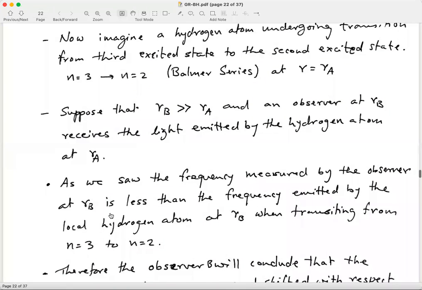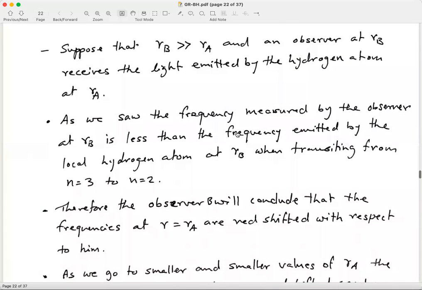On the other hand, when we measure it at R equals RB, in fact, this light is not even visible. Okay, so this light, n equals 3 to 2, is actually in the range of longest wavelength within the visible spectrum, namely red lines. But by the time it reaches RB, the frequency goes down, and it is actually something in infrared or even longer wavelengths like microwave and so on, depending upon how far RB is from RA.